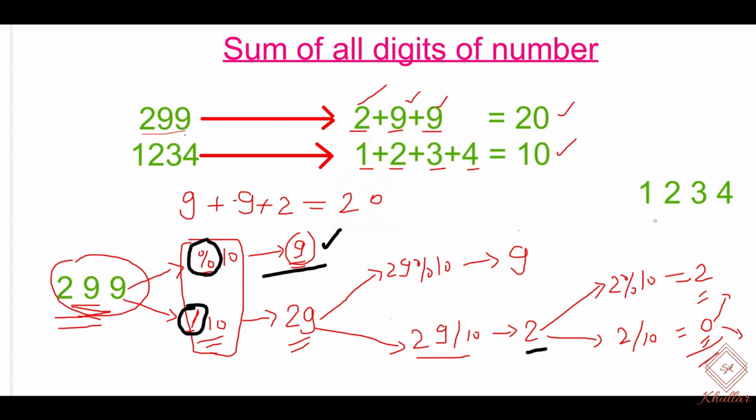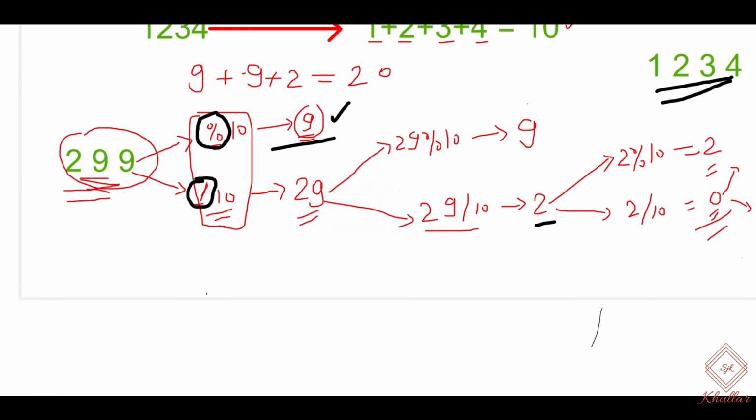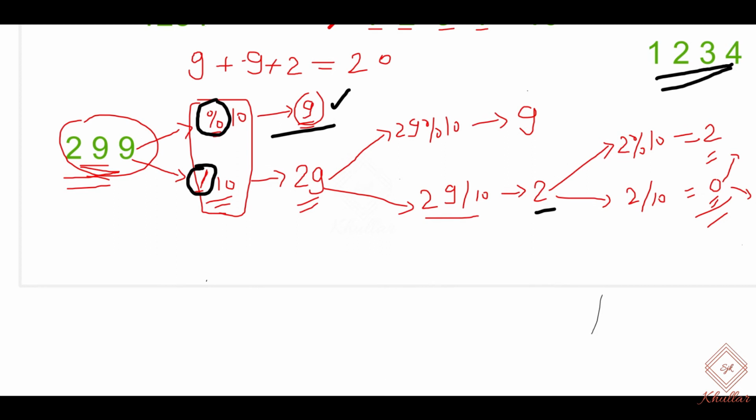A similar operation we can perform on 1 2 3 4, and we will get the same thing back. So let's do it again. Let's briefly touch that particular number as well. Okay, so we have an input number like 1 2 3 4.